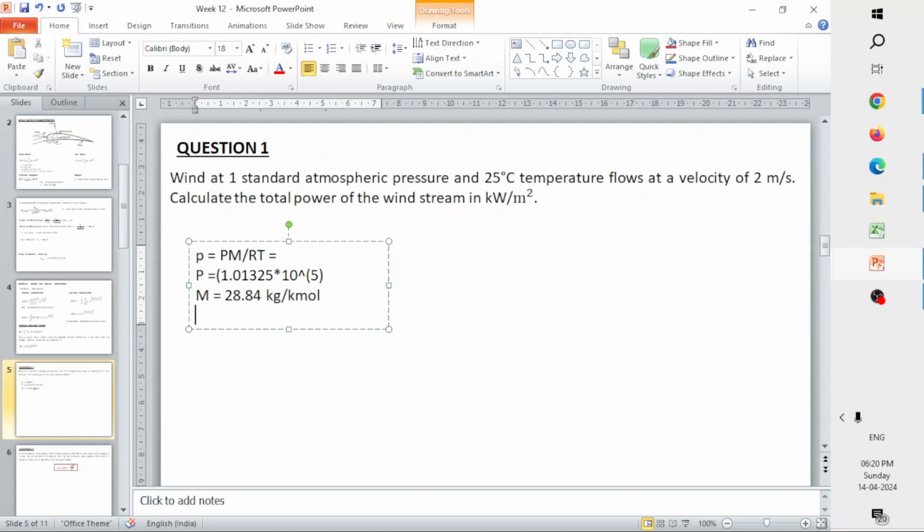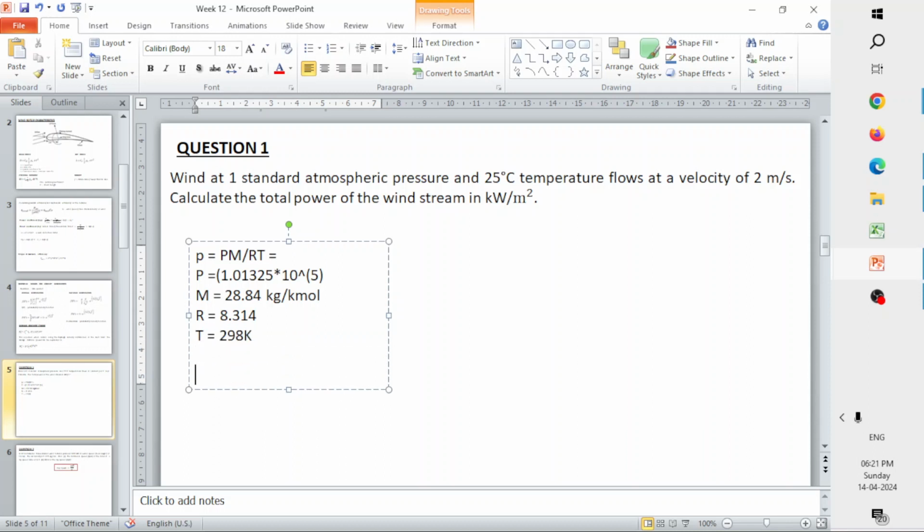So I hope you remember how to calculate the molar mass of air from our hydrocarbon discussion. Over there, for burning of our biomass, we were supposed to calculate the molar mass of air. So over there we took 79 percentage of the nitrogen and 21 percentage of the oxygen, and from there we calculated it. R you can take as 8.314, and temperature is nothing but 298 Kelvin.